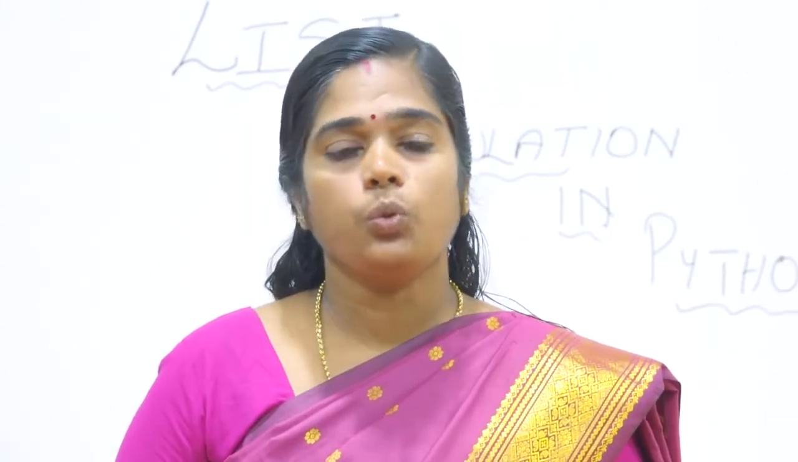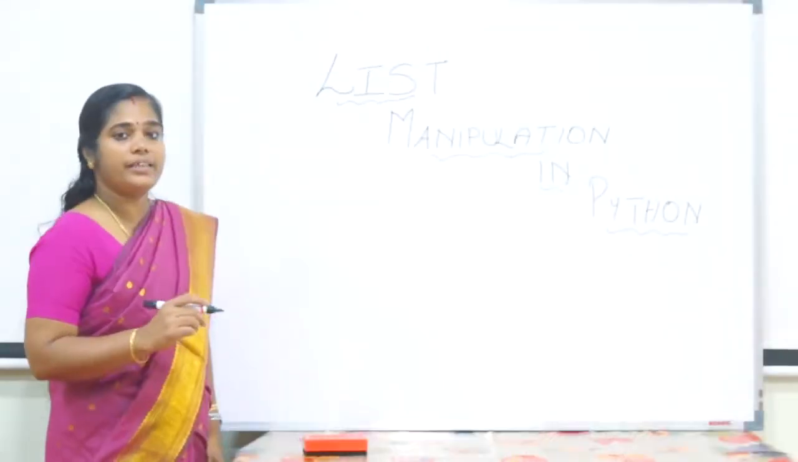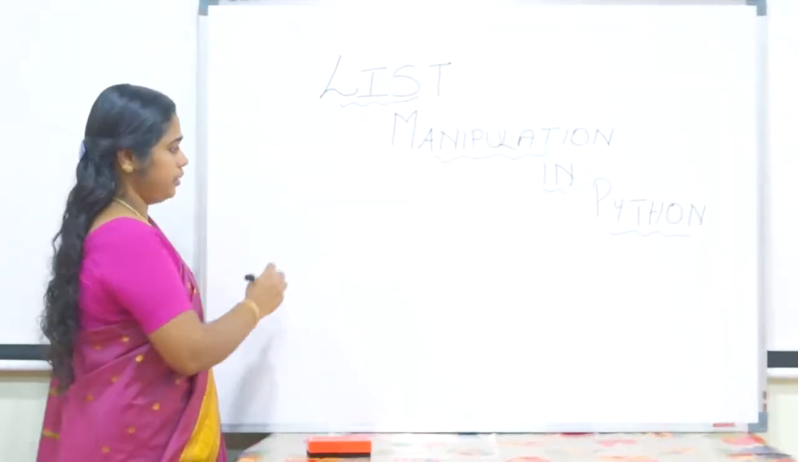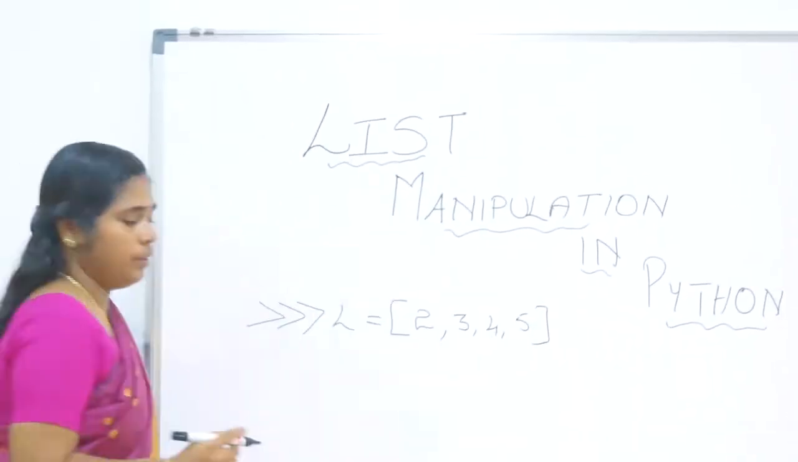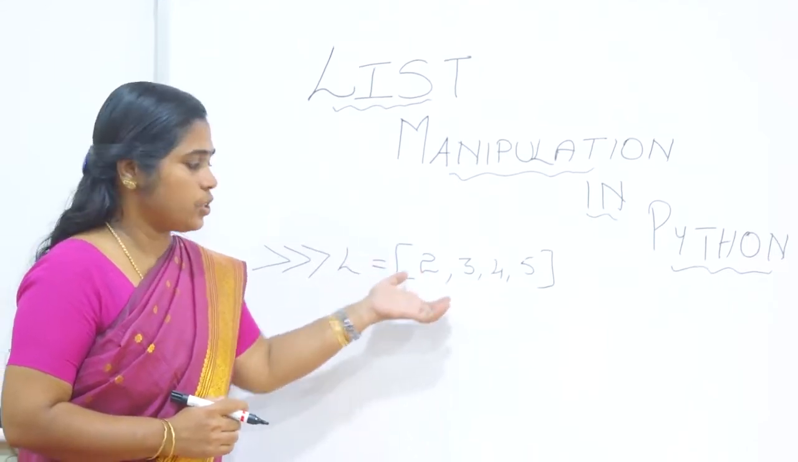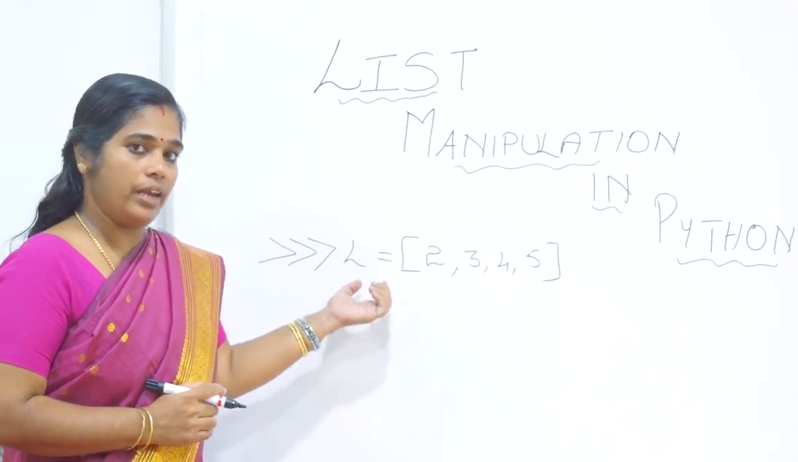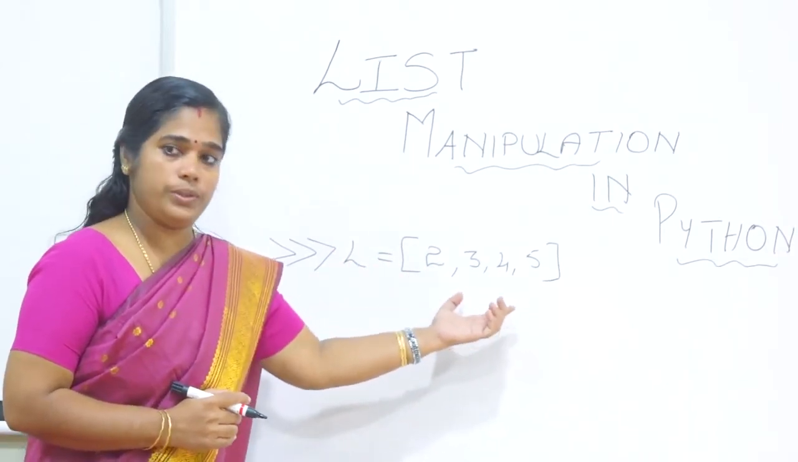How to create a list in Python? We can create a list in Python in two ways. One is using square brackets. The second one is using the built-in list type. So we will see how to create a list using square brackets. To create a list using square brackets, we can list out all the elements inside square brackets and name it L. So this is an L list with 4 values.